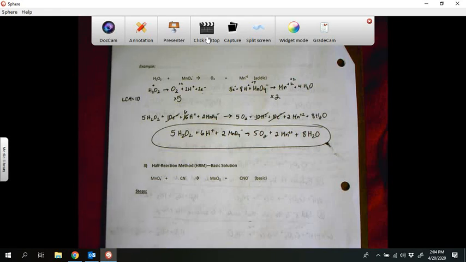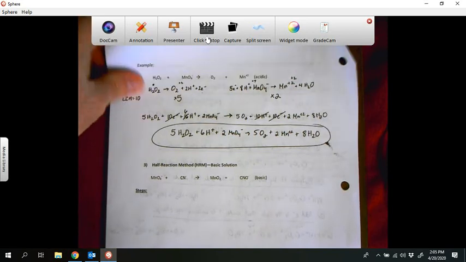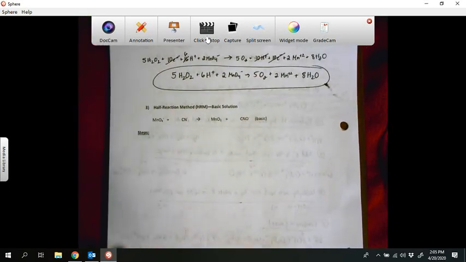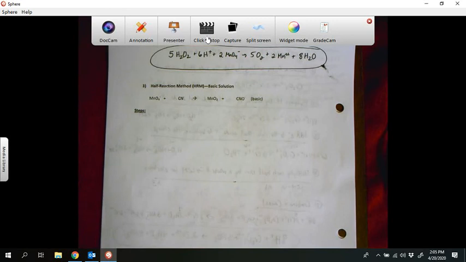Welcome to Lesson 3, Video 3 for Redox Reactions for Chemistry 2. Today we're going to talk about the half reaction method for basic solutions. And we're going to see that this one starts out exactly the same as acidic solutions, but we're going to throw in an extra step or two to make it a basic solution.